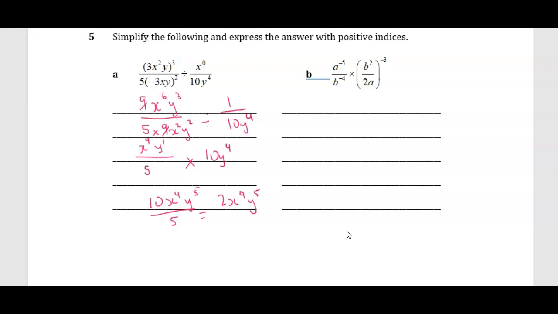Okay, that looks like a 9. I might just try to change that into a 4. It's a bit better. Okay, question B. So when you have a negative power, it just changes. So I'll just draw my fraction first. So the a goes on the bottom as a to the positive 5, and then b on top as b to the positive 4.